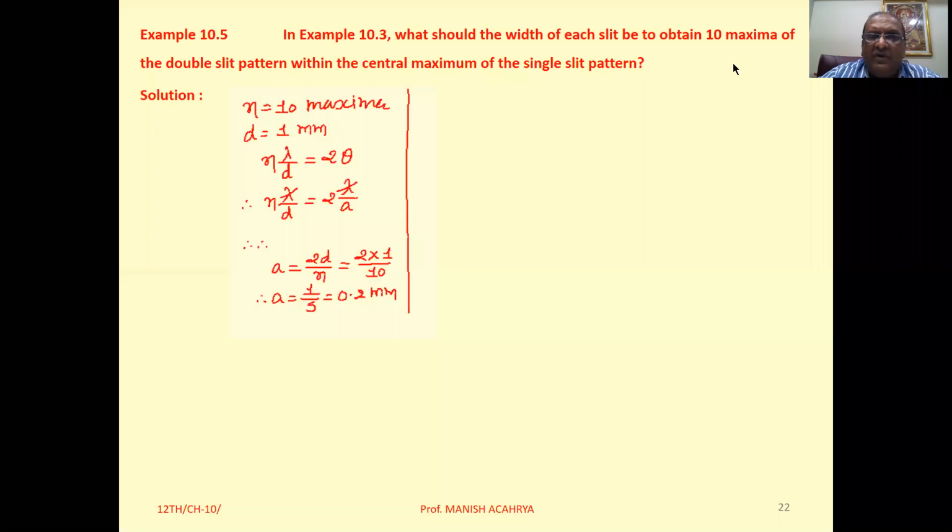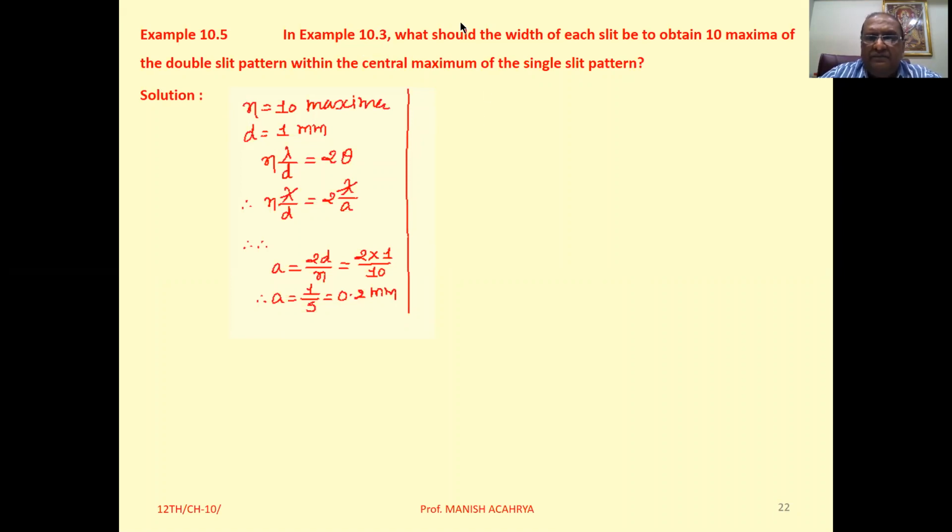Now example 10.5. In example 10.3, what should be the width of each slit to obtain 10 maxima of the double slit pattern within the central maximum of the single slit pattern? Now we want n equal to 10 maxima, right? d, that is 1 millimeter. In this particular example, it is given to you.